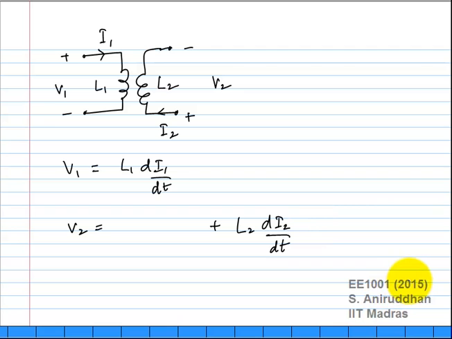What will happen to the second term? Earlier you had assumed a current direction I2 in the opposite direction. You had said that V1 was L1 di1 by dt plus M di2 by dt. What will happen in this case? Minus M di2 by dt. Similarly, this will have minus M di1 by dt. If the earlier case had mutual inductance positive, now it will end up being negative because you have changed the direction of the current, right?